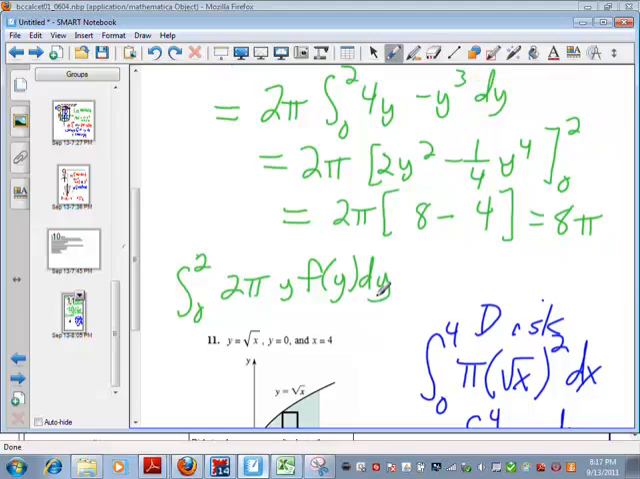dy over dx means the derivative of y with respect to x. That's right.